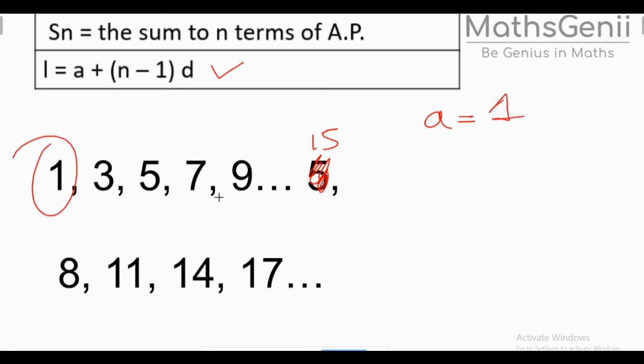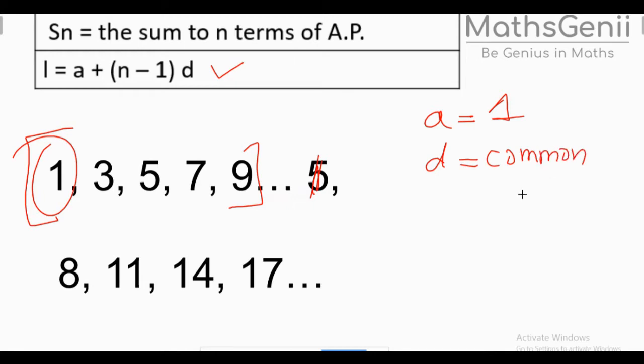So A is what? 1. Okay. Then let's just forget this 5. Let's just concentrate till here, for the sake of understanding. This is not a question from textbook. I've just taken a random example. So A is your first term. What is D? D is the common difference. So can you think and tell me what is the common difference?